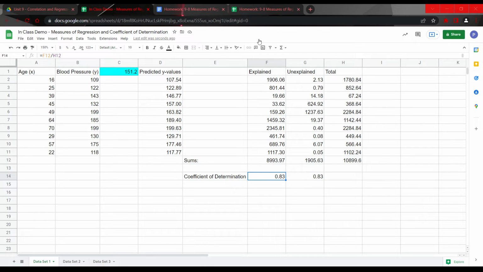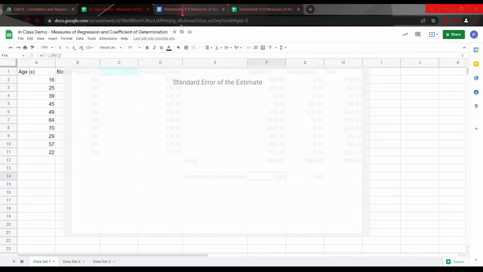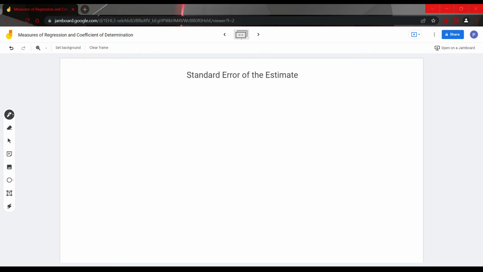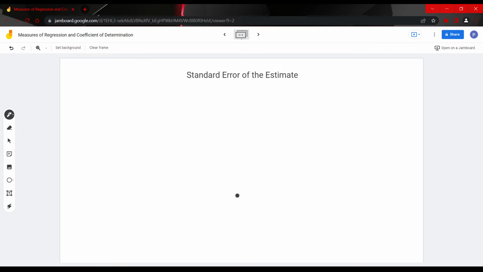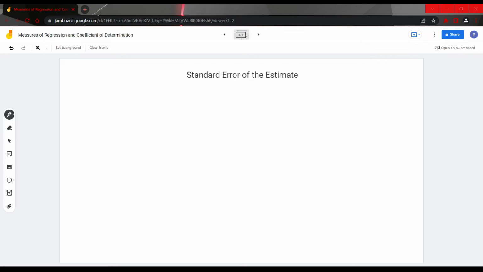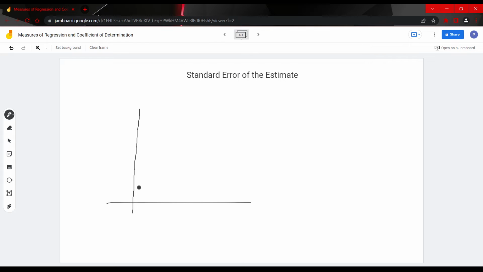One last thing we need to go over, and this is possibly the more complicated part: the standard error of the estimate. We've already talked about the standard error a little bit before. It's basically the average wrongness of my data. How wrong am I on average? In this case, how we are going to figure that out, let me just quickly draw a line.